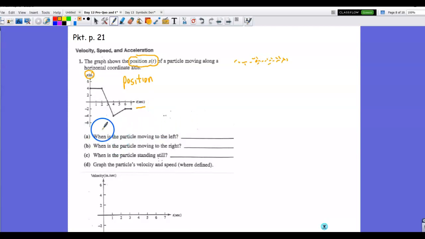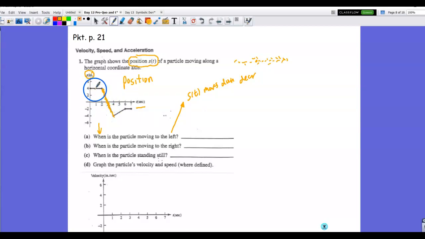Question A, when? Okay, so the first thing I have to do is decode the question. They're looking for a time. When is the particle moving to the left? So what do I think about on a position graph when I'm looking for the particle moving to the left? For moving to the left, I am looking for when the position function moves down, or when the position function is decreasing.